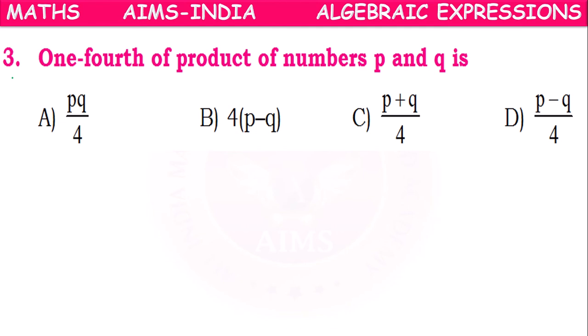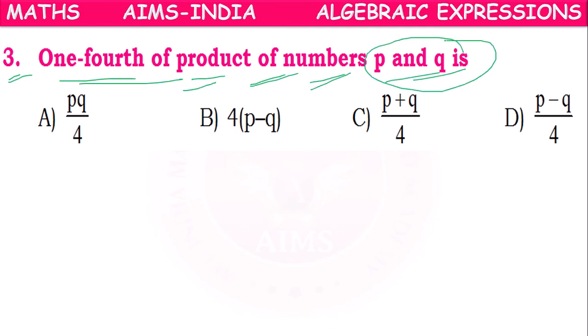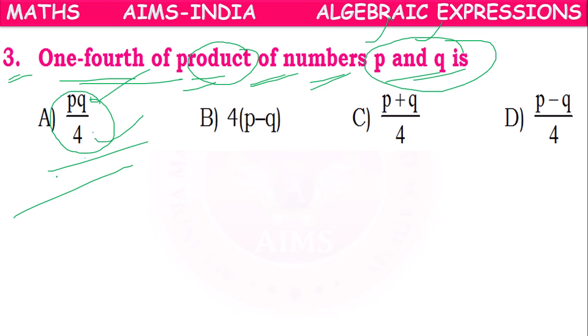Next, 1/4 of product of numbers P and Q is. So answer is PQ by 4. First we have to do product of numbers P and Q, which is PQ. 1/4 of it means PQ by 4. So option A is correct.